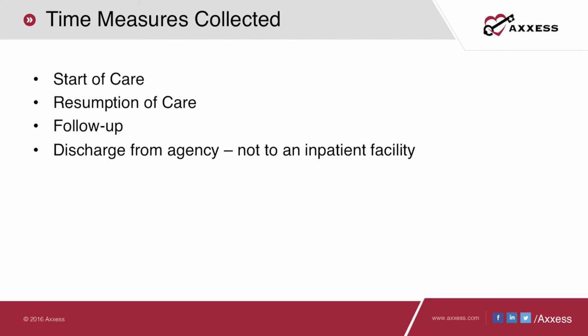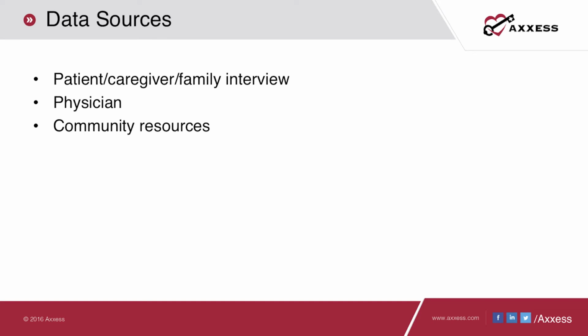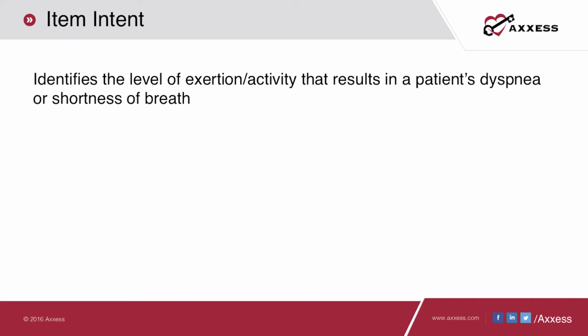The time measure in which this indicator is collected is at start of care or resumption of care, and again at follow-up discharge from agency. To collect this data, you may utilize an interview approach with the patient and caregiver when the patient experiences dyspneic episodes. A review of the patient history and physical may also prove helpful. Medicare's intent for this item is to identify what activities result in the patient becoming short of breath.